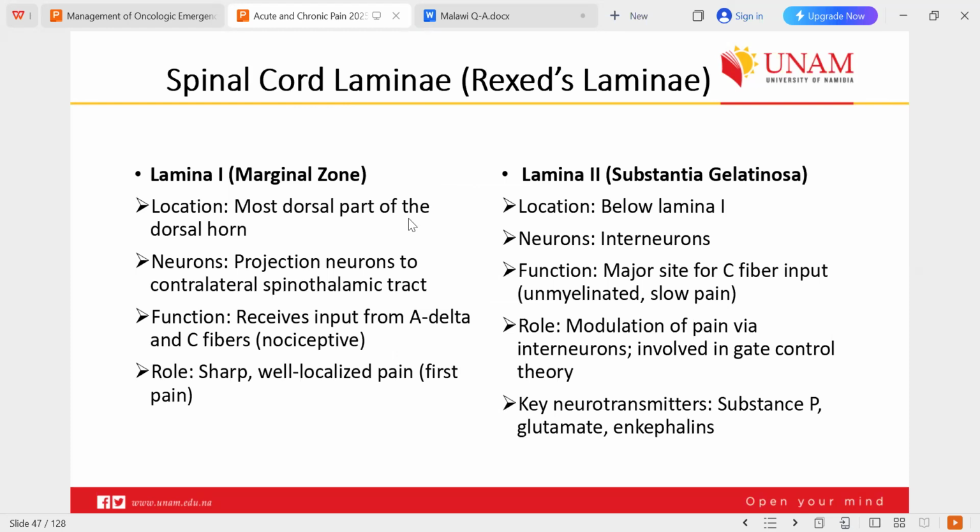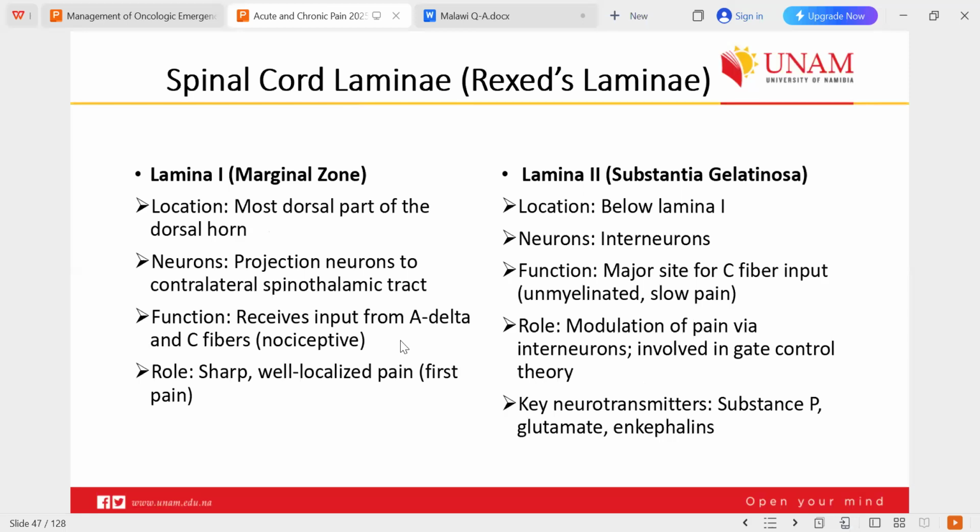Okay, so this is breaking it down. Lamina 1, also known as the marginal zone. This is the most dorsal part of the dorsal horn. All right, projection neurons to the contralateral spinothalamic tract. Okay, receives input from A delta and C fibers.